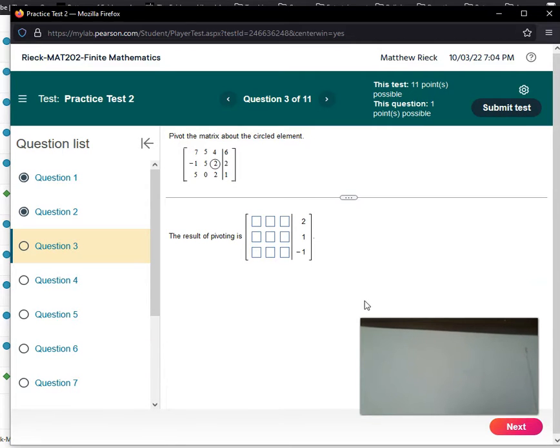All right. So how you get from the first form that we talked about to the other is by doing a process known as pivoting. I'll go ahead and start off by writing this matrix down here.